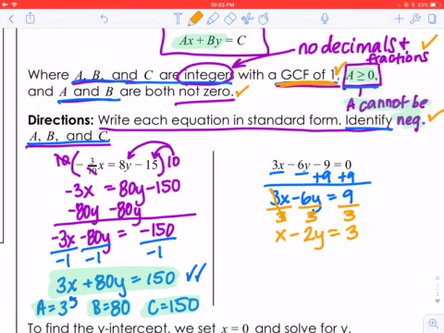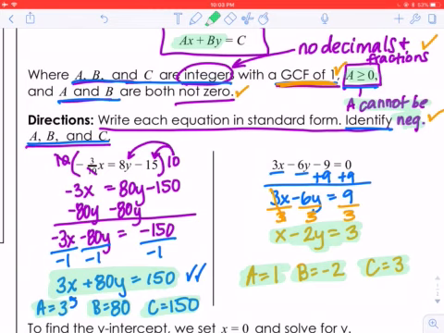So we know that we have our standard form here. That's our standard form. And then we would say A equals 1 from right there. B equals negative 2 from right here. And C equals 3 from right there. If you put them in order, and they're in the right order, then labeling A, B, and C should be really, really easy.